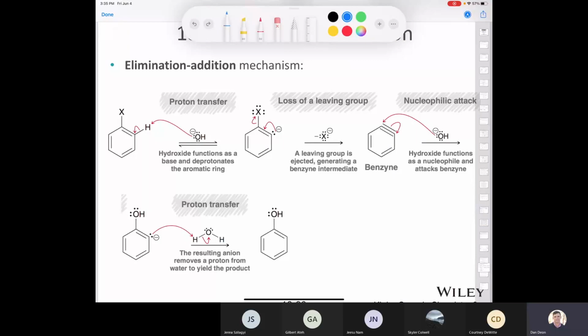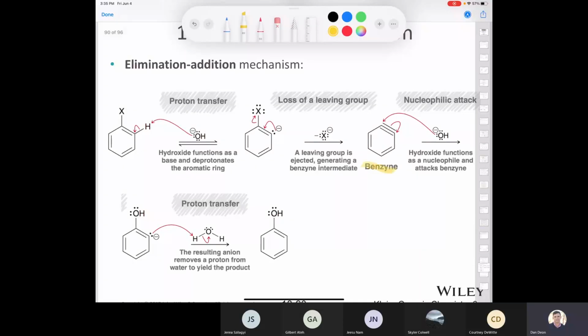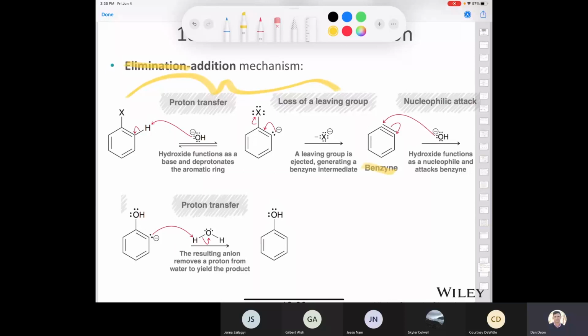The first step is going to be the proton transfer, followed by the loss of leaving group to produce the benzyne intermediate. So that's the elimination portion. So all of this here, this is the elimination section. And then the nucleophilic attack, followed by the last proton transfer. Okay, all of this, that's the addition section, or the addition portion of the overall mechanism. You need to know this mechanism. It's not a complicated mechanism, but it's very different than some of the things that we've looked at in this class so far.